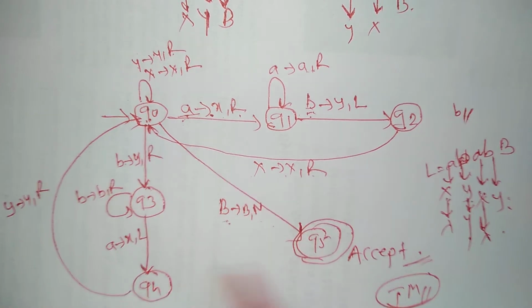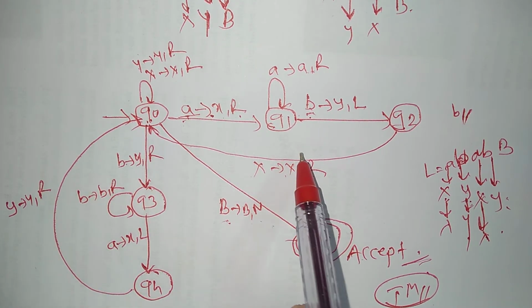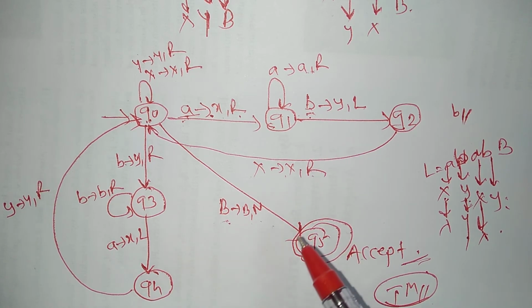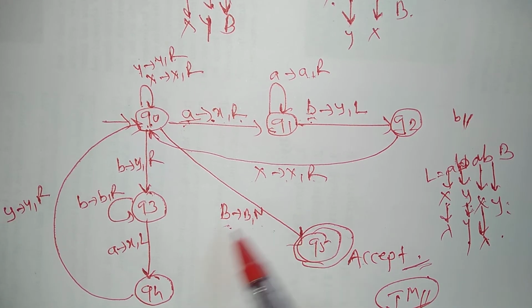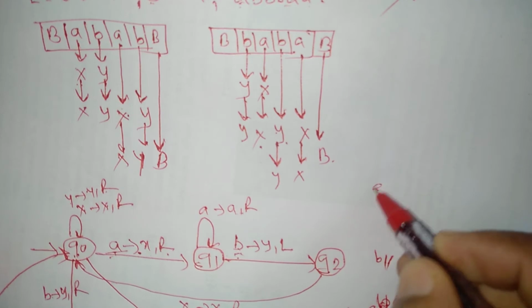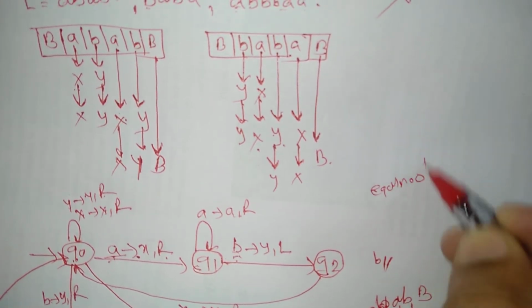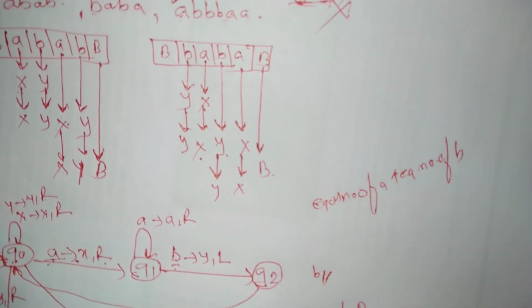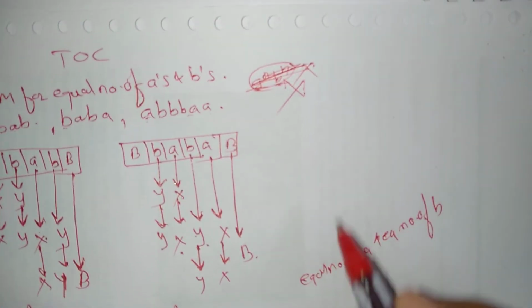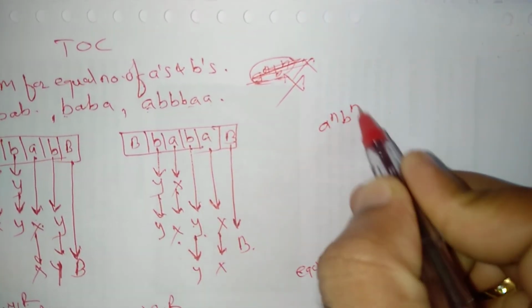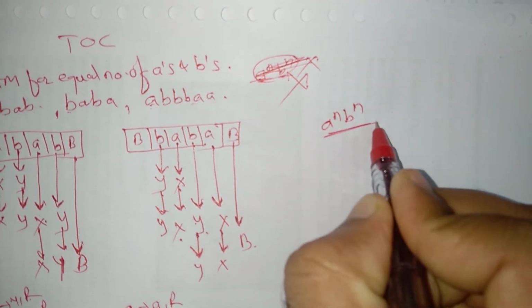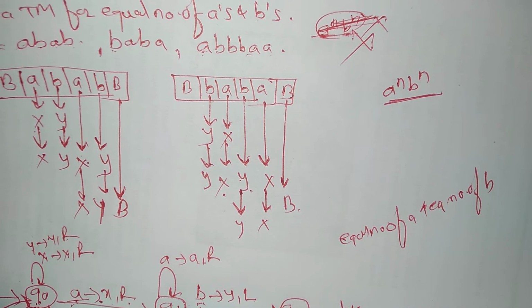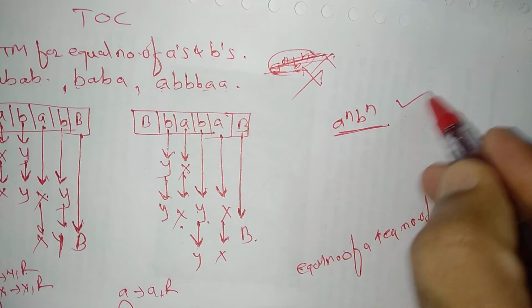In a generalized format to accept the language with equal number of A and equal number of B. Keep in mind this Turing machine for equal number of A and equal number of B. I will once again tell you that A to the power n, B to the power n. If you run this problem on the given Turing machine, that will be correct.